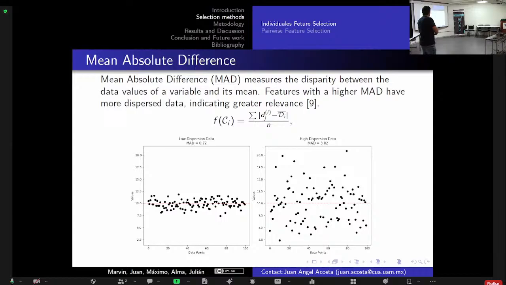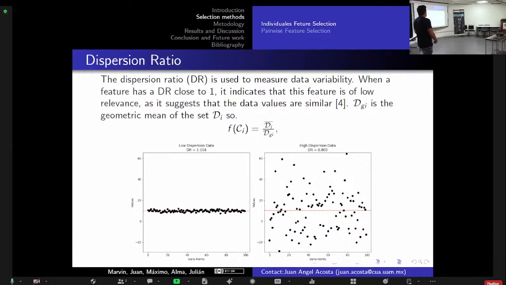We have two examples: the first has a low MAD, and the second has a higher MAD. Another dispersion method is the dispersion ratio. This method is defined as the division between the arithmetic mean and the geometric mean. It's the same as for MAD: we have a low DR and a higher DR.